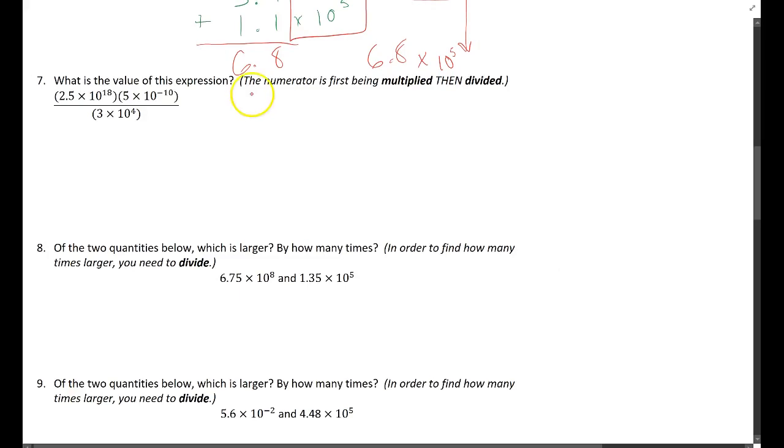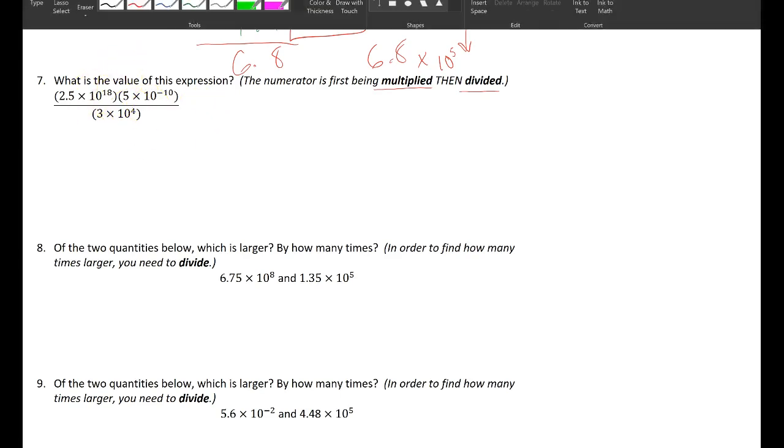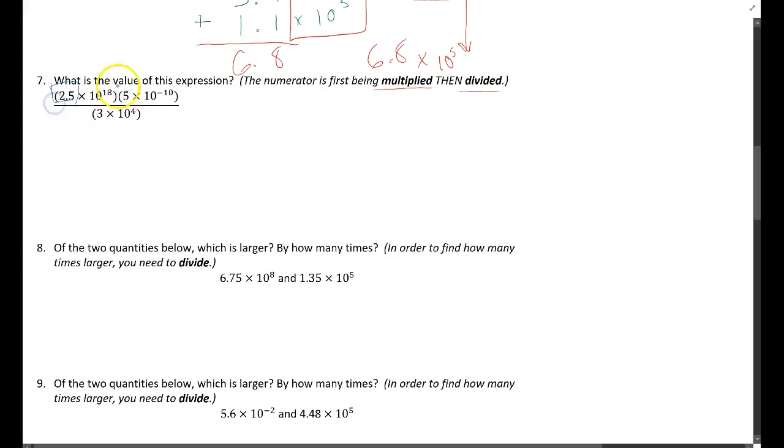What is the value of this expression? The numerator is first being multiplied, then it is being divided. So let's do the multiplication first, then the division. I remember when I multiply, I need to do each piece separately. I'm going to do my factors first.